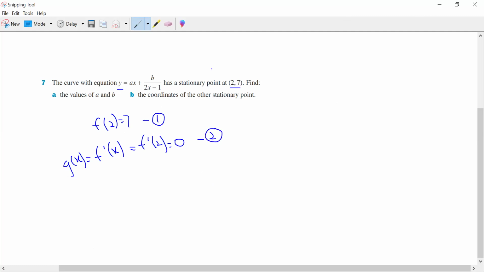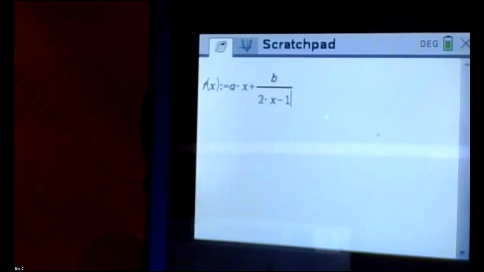Okay, so let's get started on the calculator. What you want to do is, first of all, define f of x as a times x plus, and then fraction b over 2 times x minus 1. So just plug that into your calculator here. You can see there.